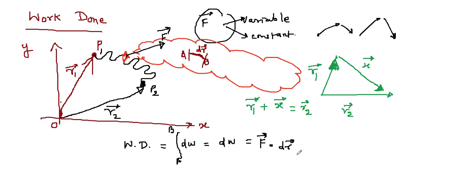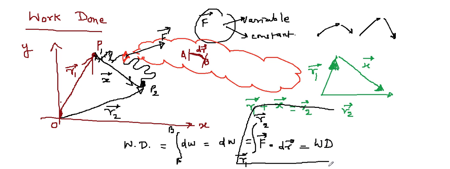Now from here we can say that there should be an integration. Why? Because we have to add all the small parts, and then we'll reach the final path, which is your x vector here. So we'll be integrating all the small parts and then we'll arrive at the final formula. We have to start from the initial point, that is the r1 vector, and go till the r2 vector. We'll say that the integration limit starts from the r1 vector and goes till the r2 vector. This will be your original work done.